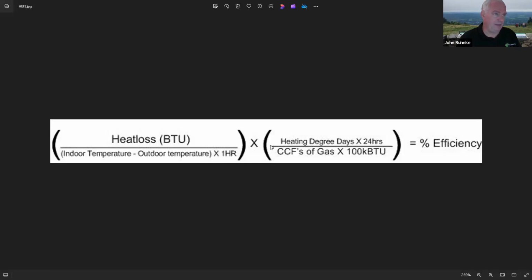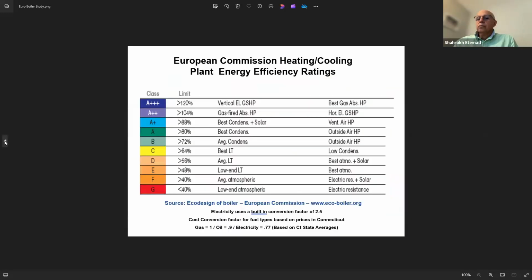The other side of the equation is heating degree days, and then the amount of BTUs in the fuel you're using. It could be oil, could be electricity, and then percent efficiency. If you're doing things like heat pumps and solar, you could go over 100% efficiency in this calculation. Usually for things like electricity, there's an offset because electricity is losing energy when it comes across the, let me see, I'll show you. They talk about an offset in here.